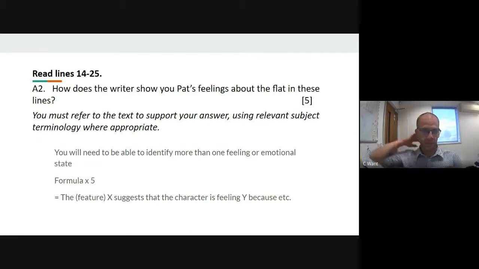So you can see below there is a bit of a formula. You don't need to do much analysis, but wherever you see these italics, you must refer to the text. Whenever you see that, you need to at least quote and sometimes explain. For example, the feature X suggests that the character is feeling Y, because... let's have a look at it.